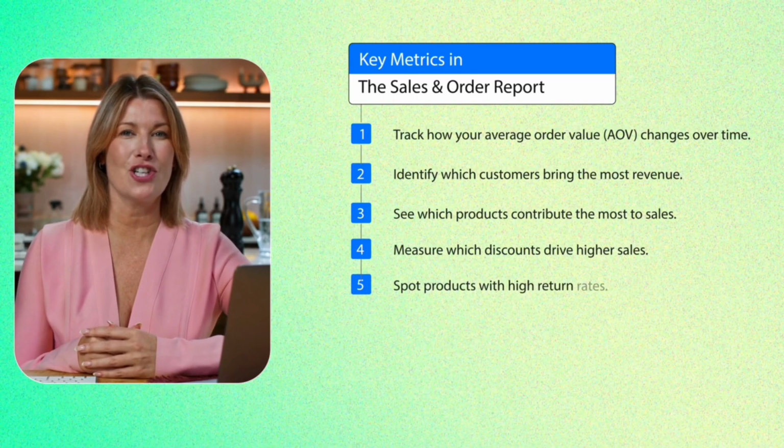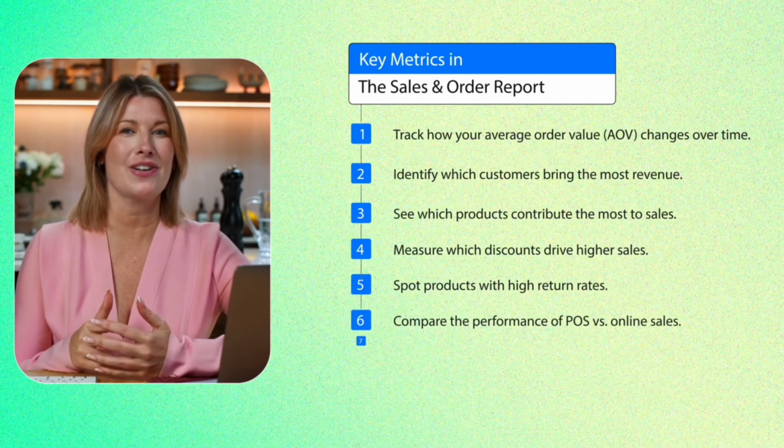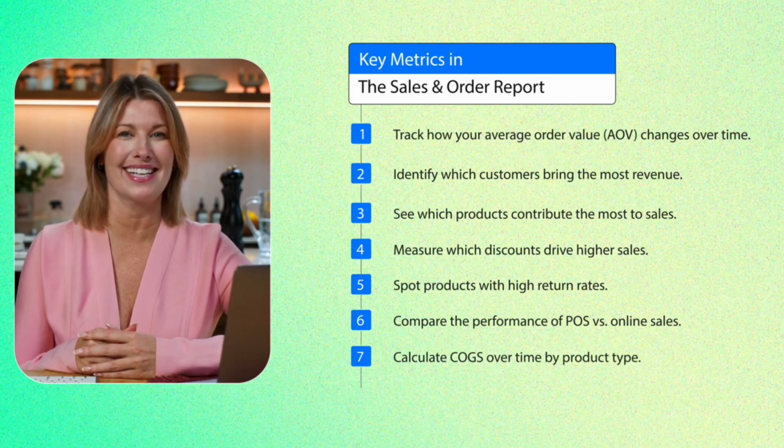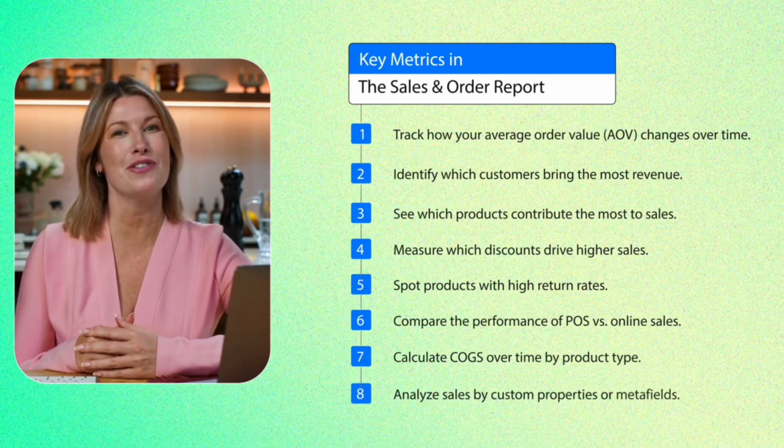Spot products with high return rates. Compare the performance of POS versus online sales. Calculate COGS over time by product type. Analyze sales by custom properties or meta fields.